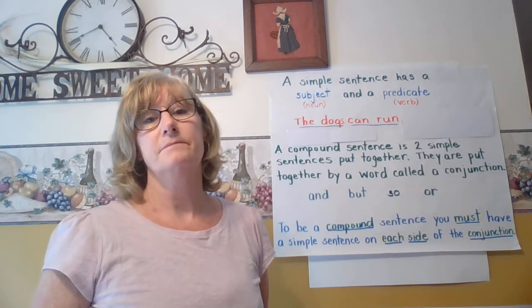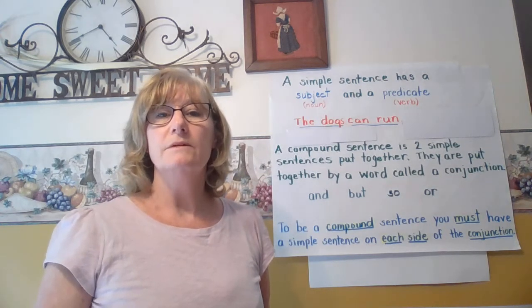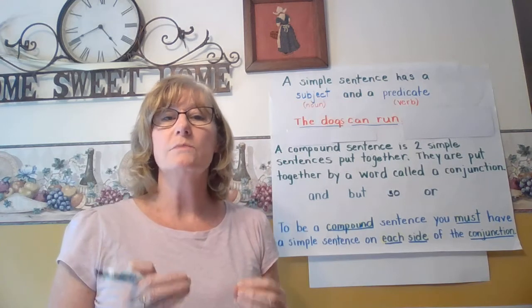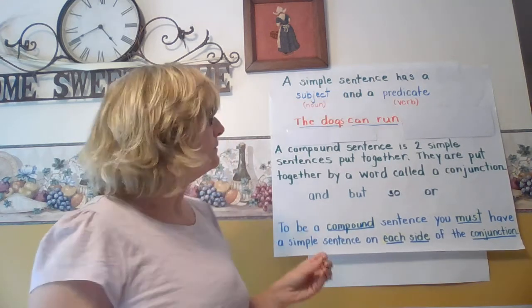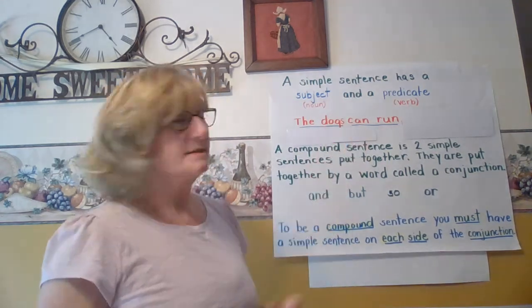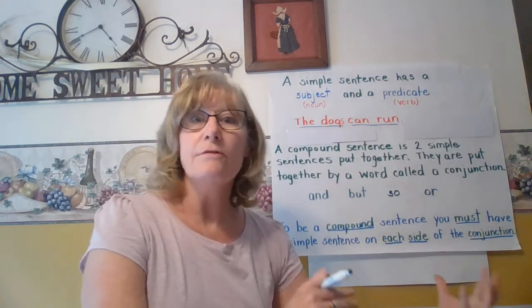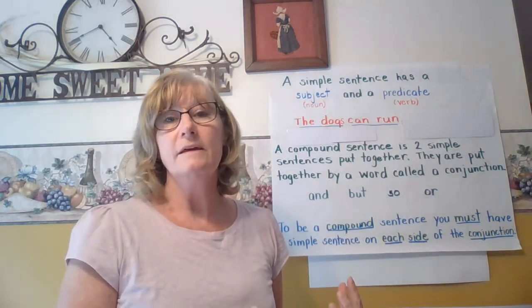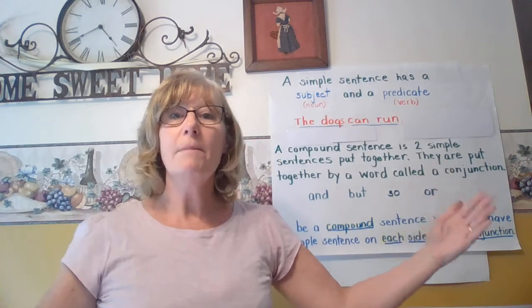Now, I told you we're going to talk about taking simple sentences and turning them into compound sentences. Think about the word compound. It means two parts put together. So we're going to be taking a simple sentence and adding another simple sentence to it in order to make it a compound sentence.